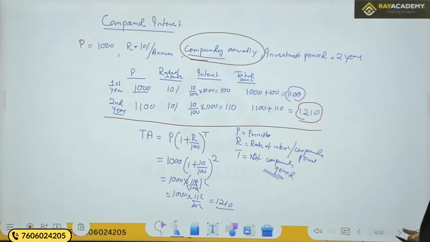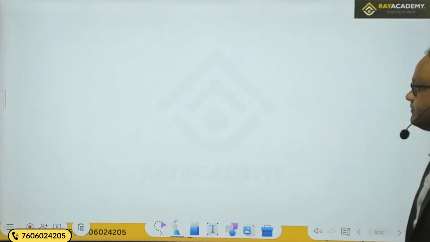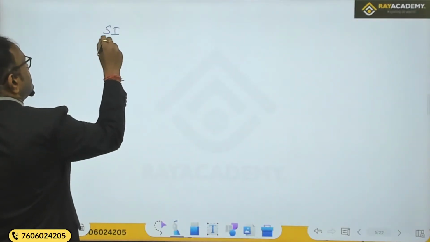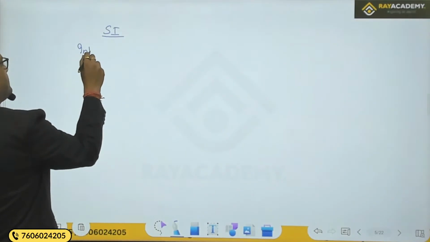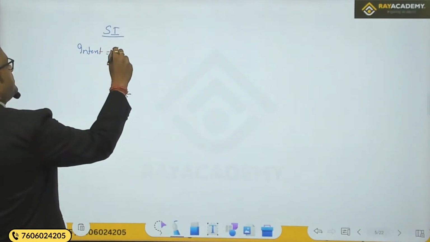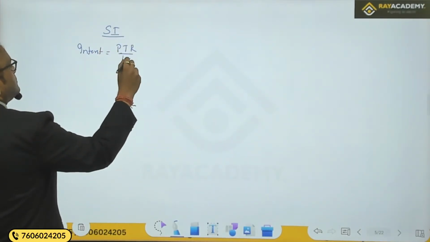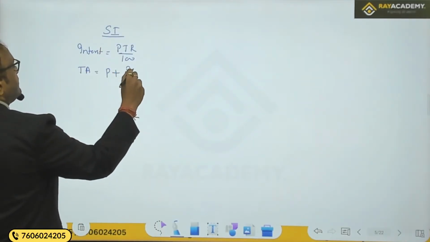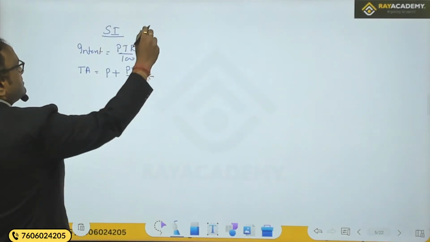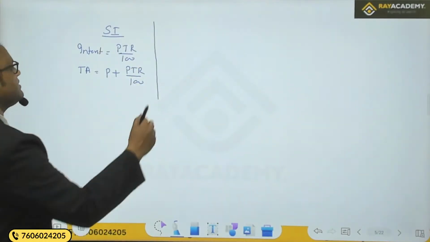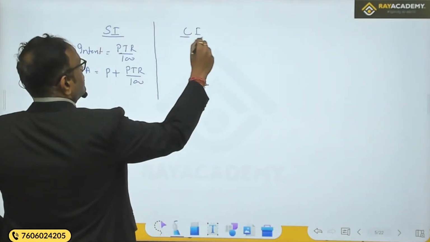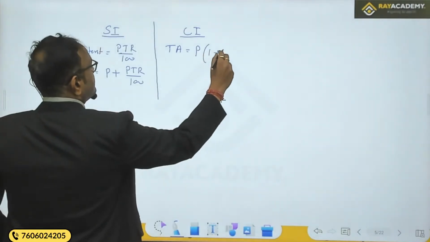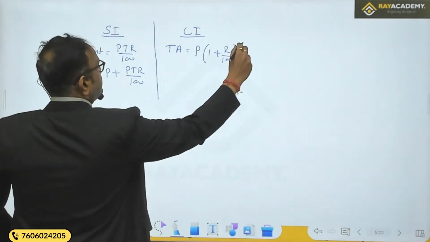Now let us compile both the formulas so that it will be clear for you. Simple interest: first you have to calculate the interest. Interest is PTR by 100 and total amount is principal plus interest. This is the simple formula for simple interest. What is compound interest? In compound interest, first you calculate the total amount. Total amount is P into 1 plus R by 100 to the power T.